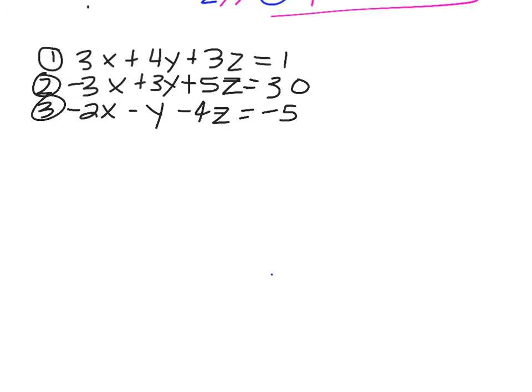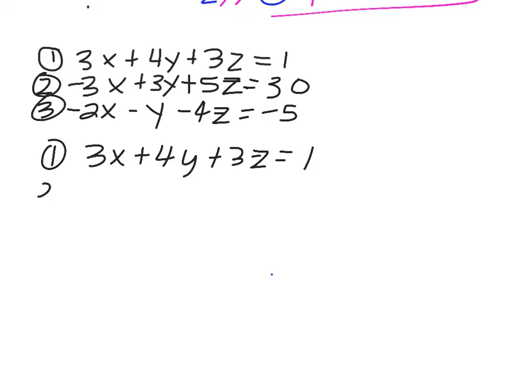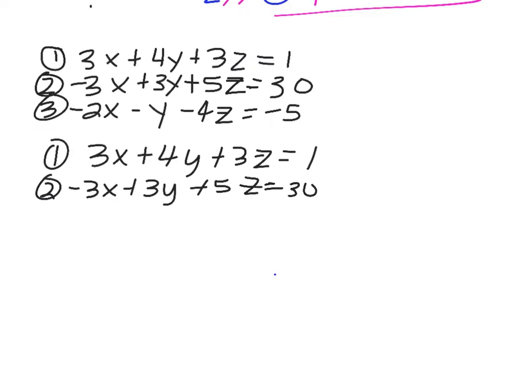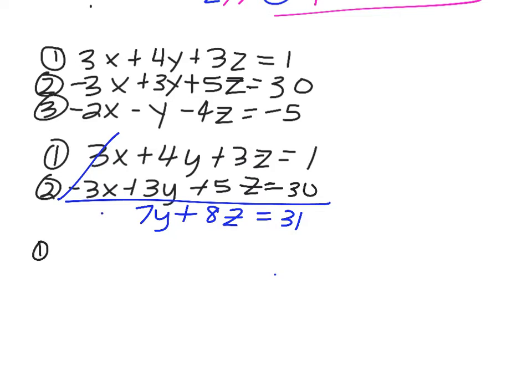Okay, so the same thing as before, I'm going to take 1 and 2 and put them together. So I have 1 is 3x plus 4y plus 3z equals 1. And I have 2 is negative 3x plus 3y plus 5z equals 30. So this is already set up nicely to actually get rid of the x's. So 3x minus 3x is 0. 4y plus 3y is 7y. 3z plus 5z is 8z is equal to 31. All right, so now I'm going to take 1 and 3. So we call that a, sorry.